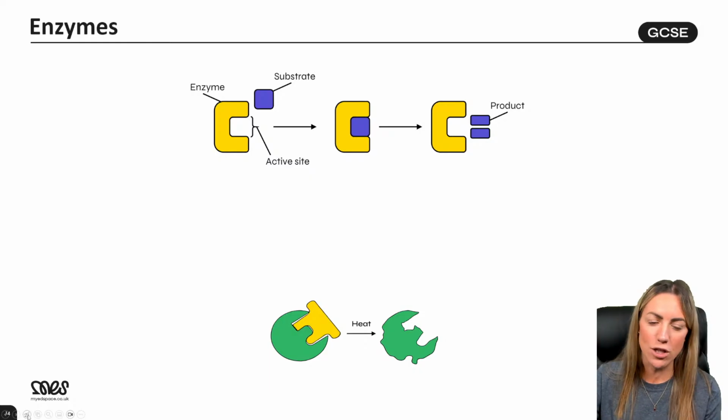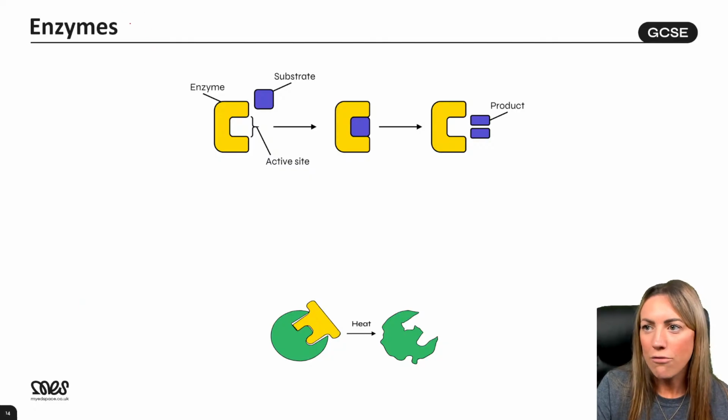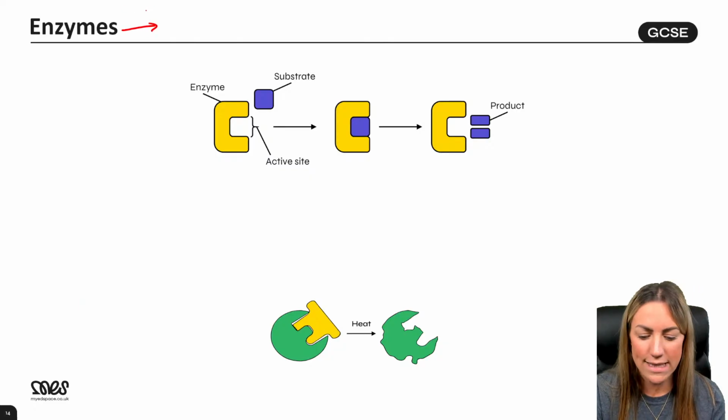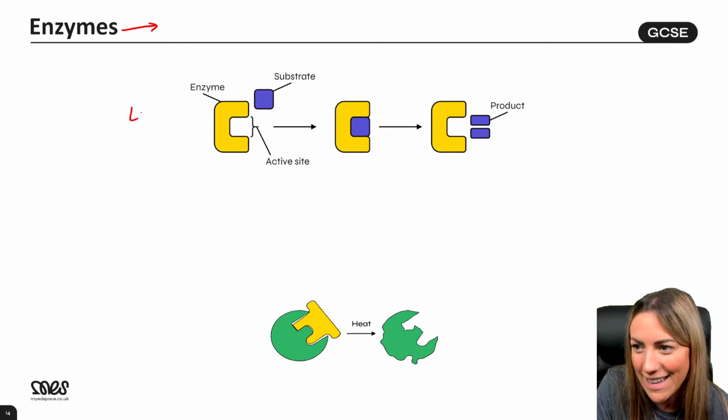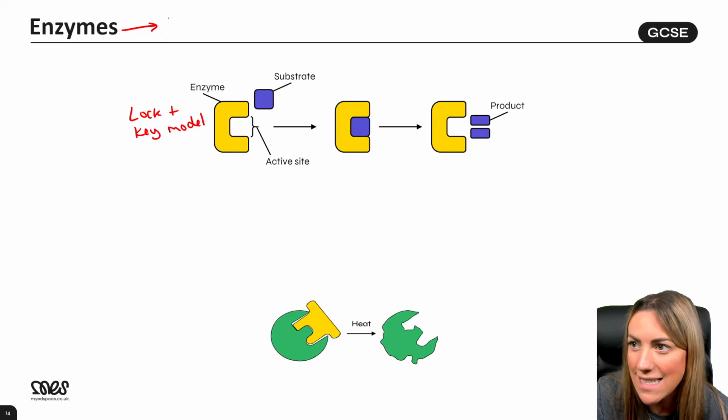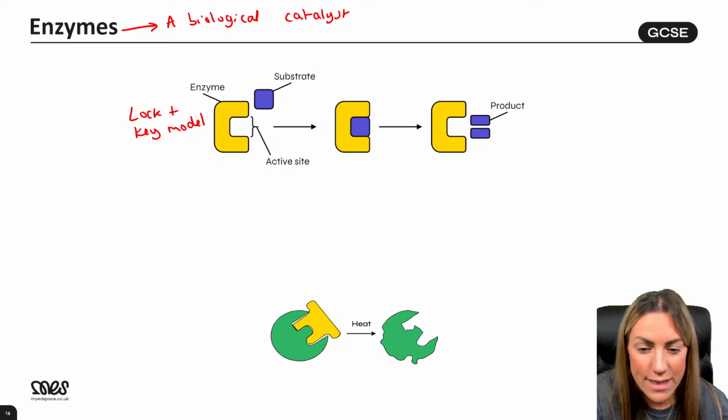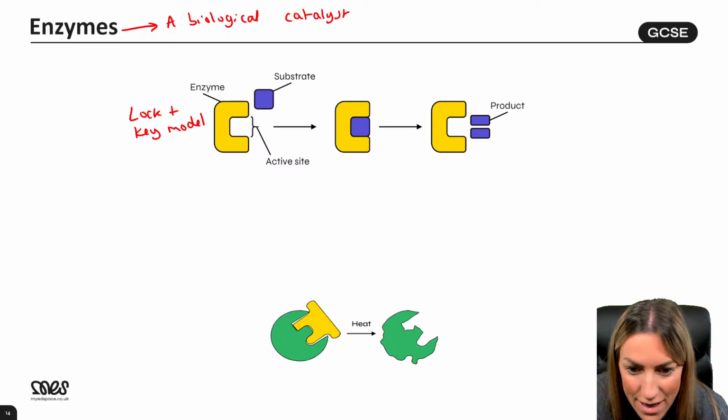Enzymes, my favorite topic in GCSE biology. Right, guys, hit me in the chat. What is an enzyme? What is it made from? What do they do? What do we know? We can see the lock and key model here, can't we? But let's just do some wider revision notes. It's a catalyst. It's a biological catalyst because it speeds up reactions in living things.